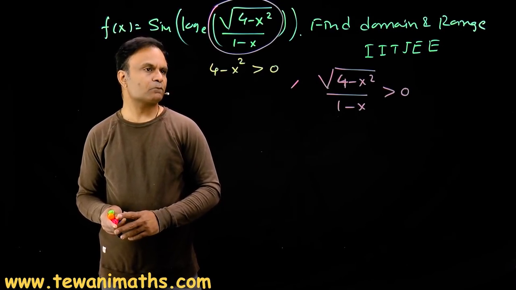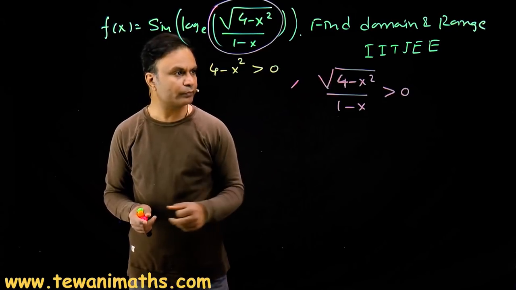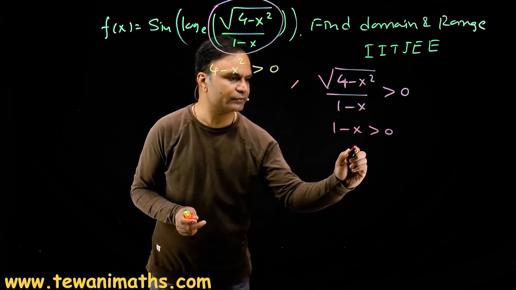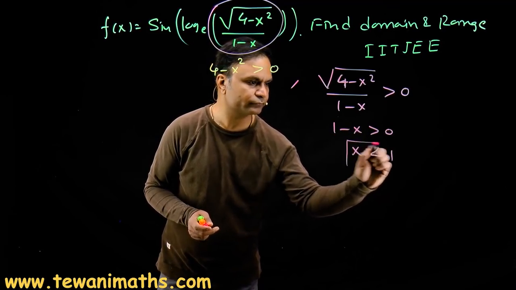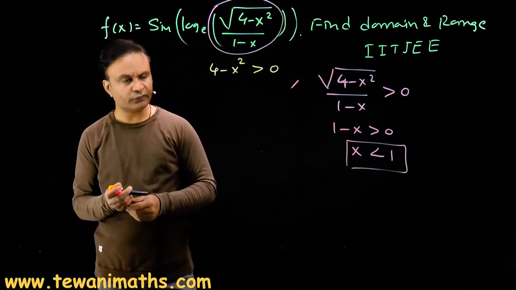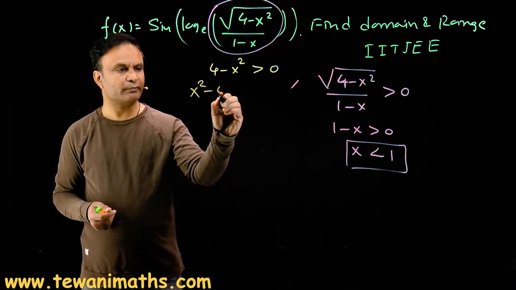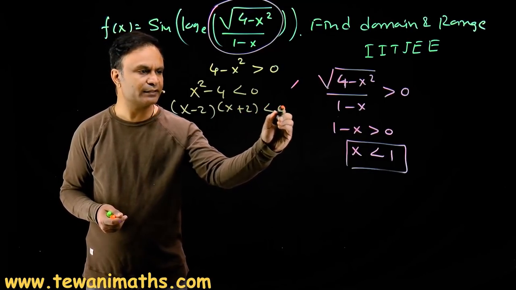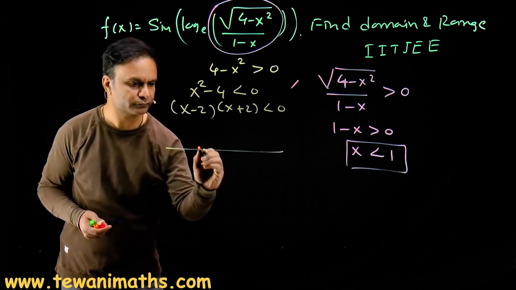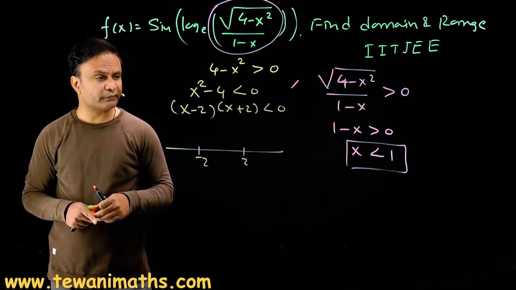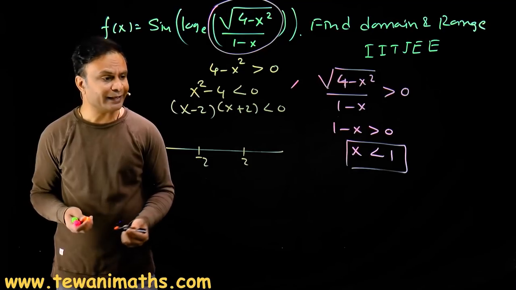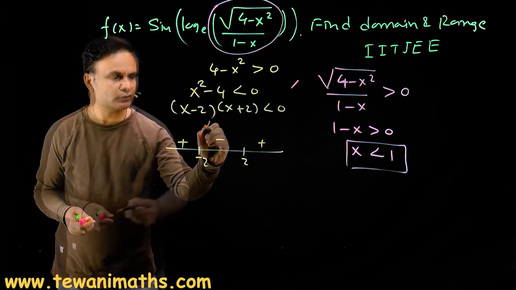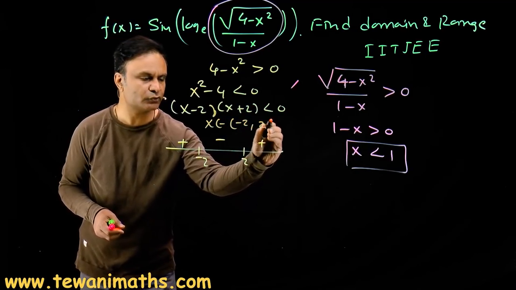Now, already we have this greater than 0. So, this square root will be greater than 0. So, this ratio is positive when 1 minus x is greater than 0 or x is less than 1. Okay. And from this we get x square minus 4 less than 0, x minus 2 multiplied by x plus 2 less than 0. Then from sign scheme method, however, this is a simple quadratic inequality, we can write solution directly. But let's have a sign scheme for this. This is less than 0. So x belongs to minus 2 to 2.